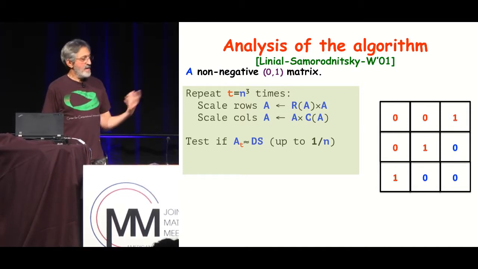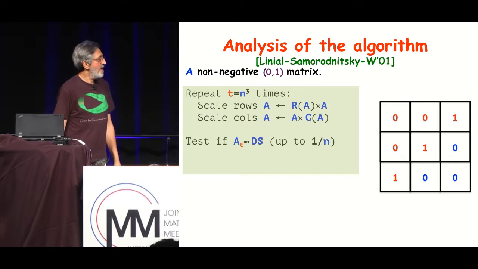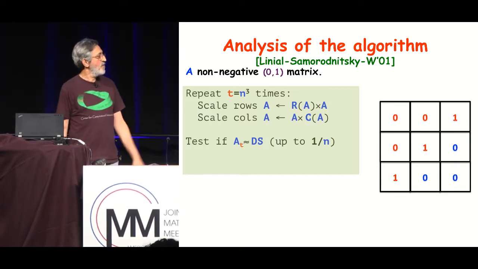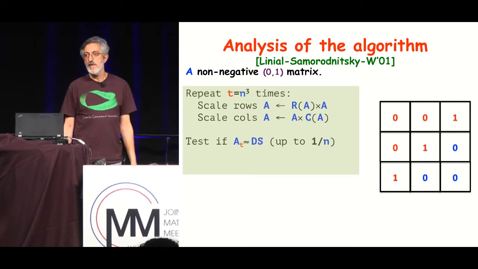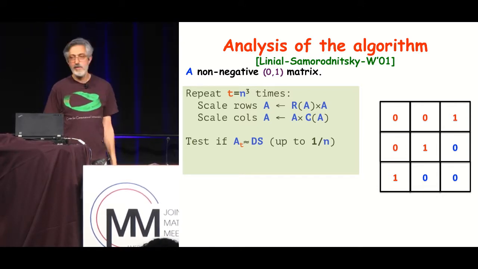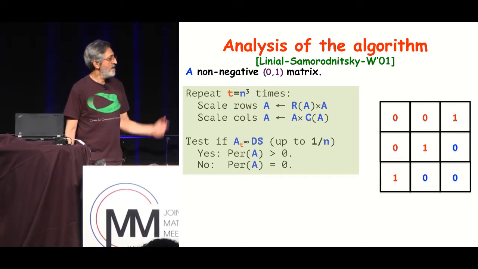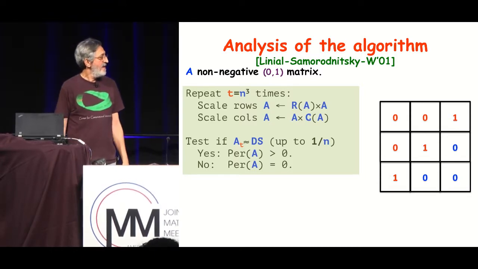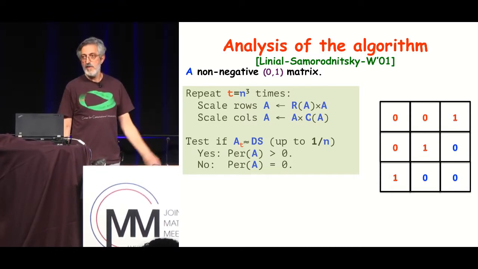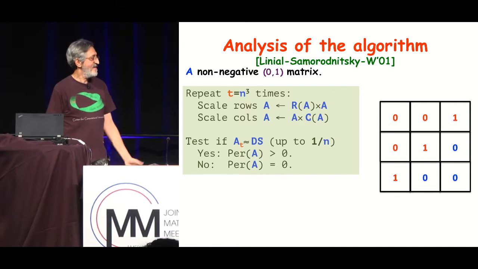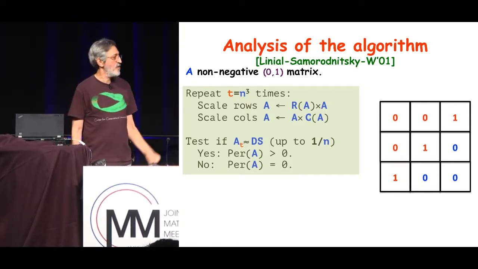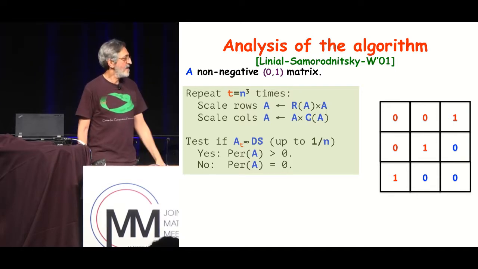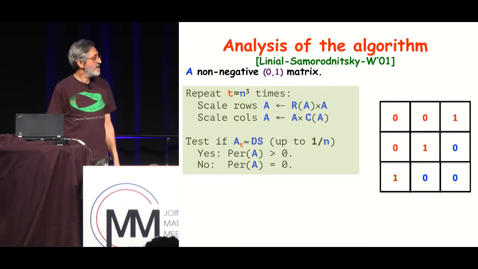So we run this alternate scaling of rows and columns for about n cubed times, and then we just test whether we are close to being doubly stochastic, whether the row sums and column sums are very close to 1, let's say up to 1 over n. And it turns out that we can say, if the answer is yes, then we say that there is a perfect matching or there is a scaling. Otherwise, we say that there isn't.